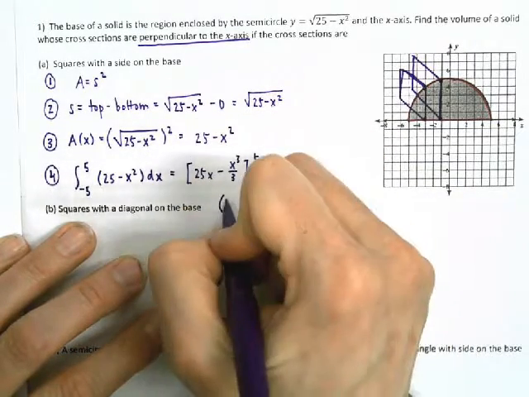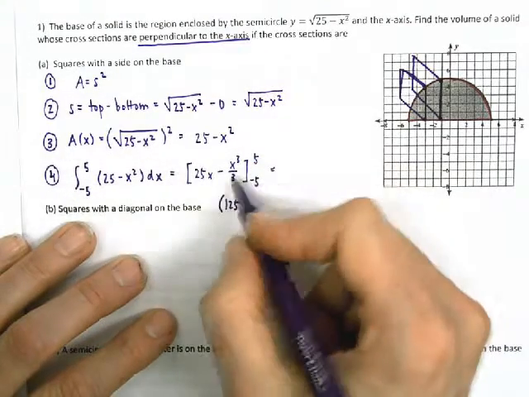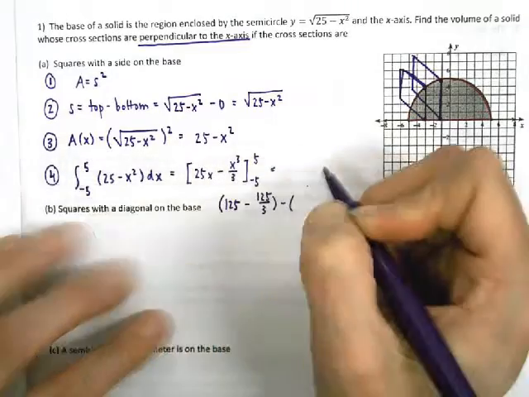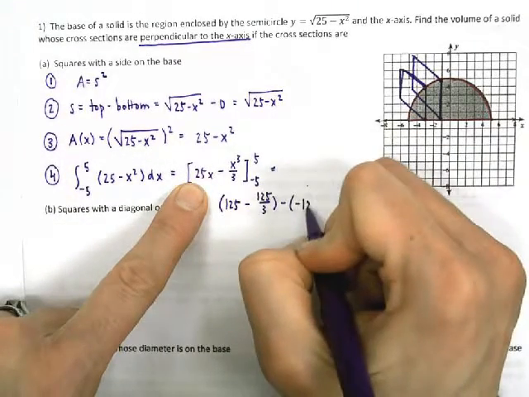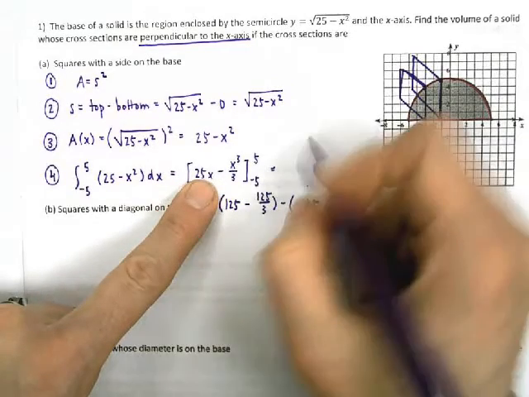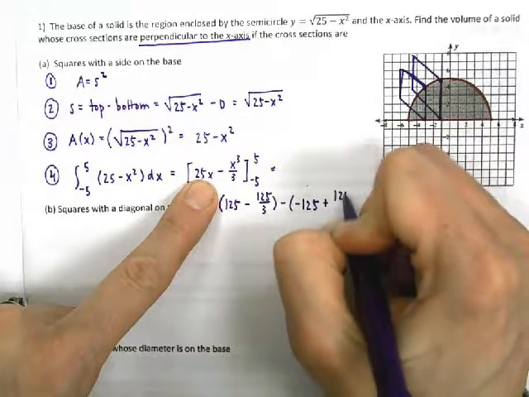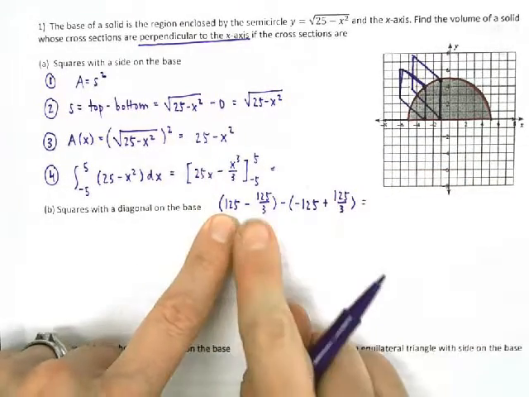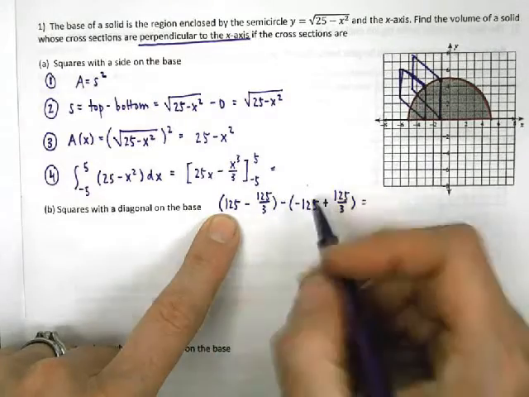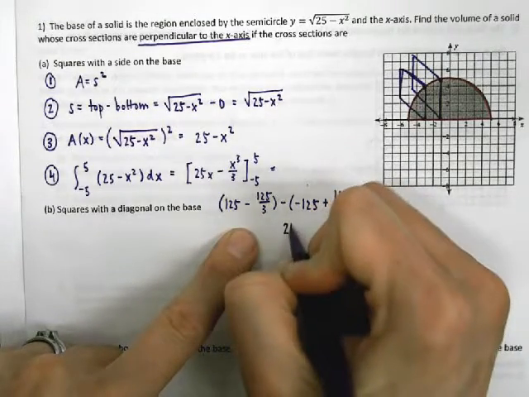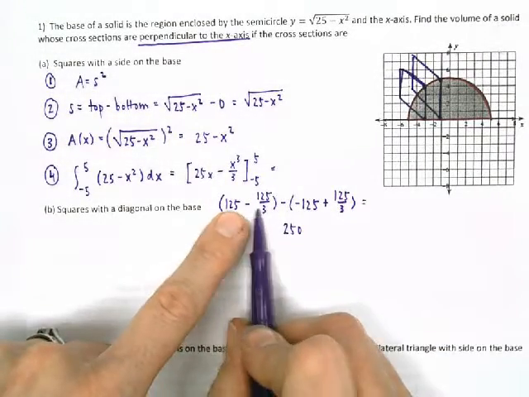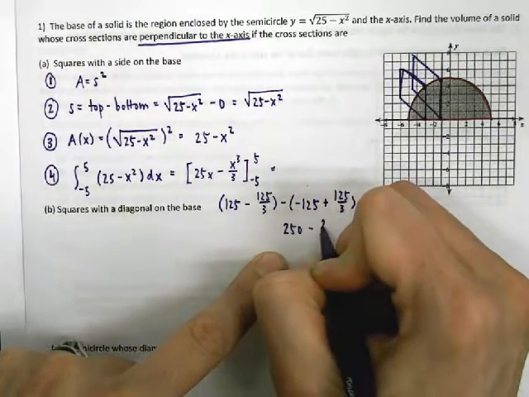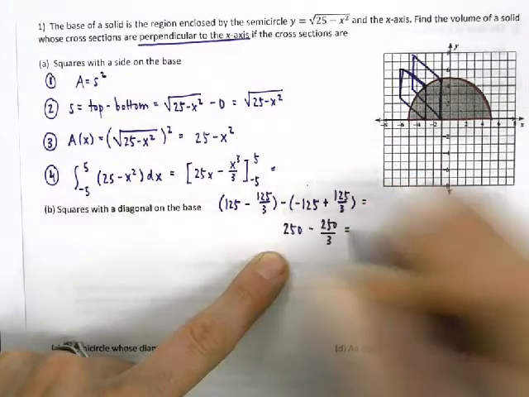So what I have, 25 times 5 is 125 minus, let's see, I have 125 over 3 minus, now I have a -125. And here I'm going to have a plus 125 over 3. So with some simplification, 125 minus a -125 is going to be plus. So I'm going to get 250. Now I'm going to have minus. This negative gets distributed to make that a negative. I'm going to have minus 250 over 3.